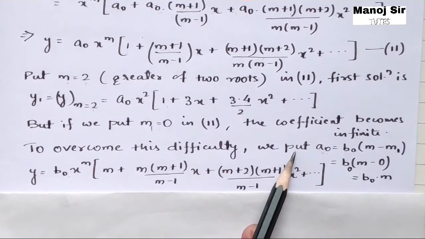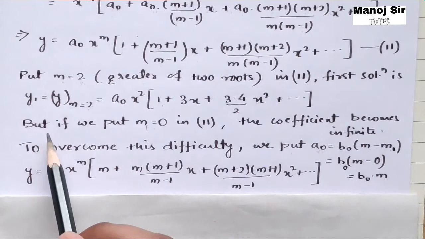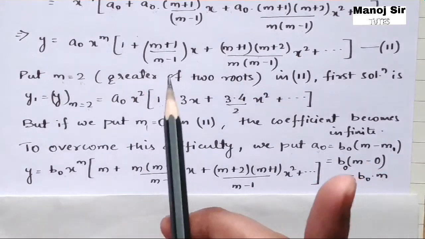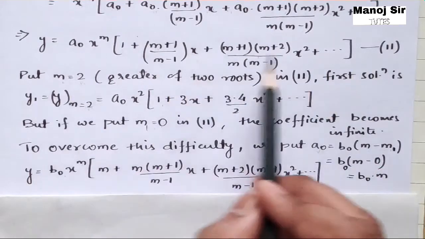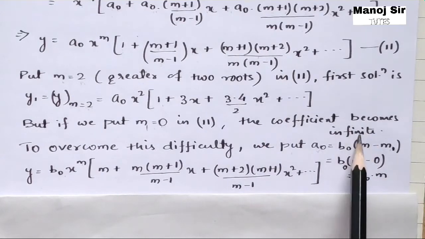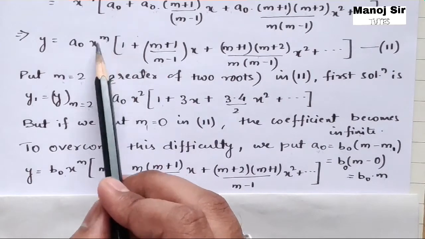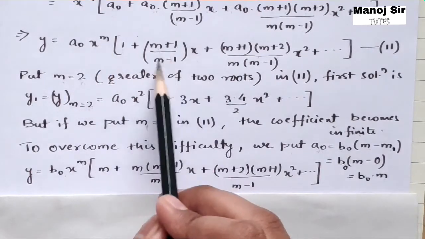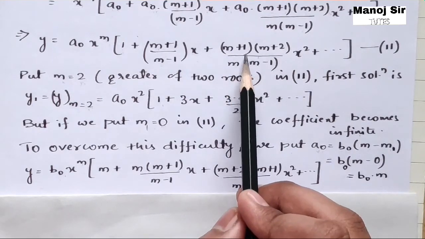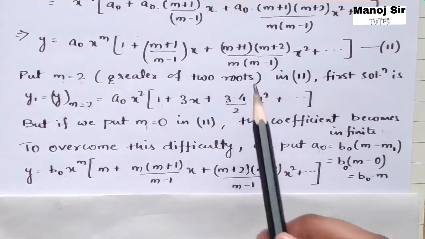Now a very important thing is coming up. If you put m equal to 0 in equation number 2, the coefficient becomes infinite. Let us see how. If you put m equal to 0 here, this is going to be 1, there is no problem in this case. But because of this m in the denominator, if you put m equal to 0, the coefficient of x square will become infinite.